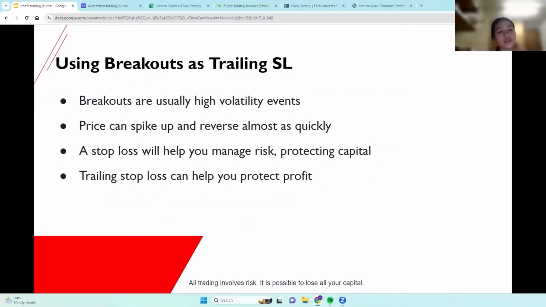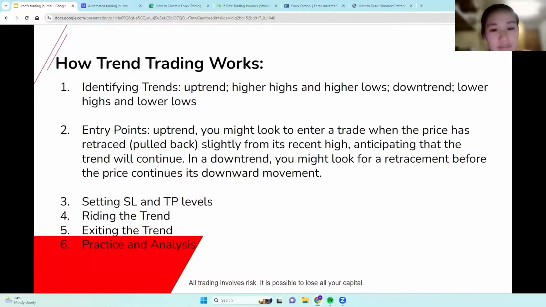Okay, now let's look at using breakouts as trailing stop loss. Breakouts are usually high volatility events and price can spike up and reverse almost as quickly. So a stop loss will help you to manage risk, protect your capital, and a trailing stop loss can help you to protect your profit like we've seen in the previous slides. Okay, so let's move on to our next technique. Okay, trend trading.